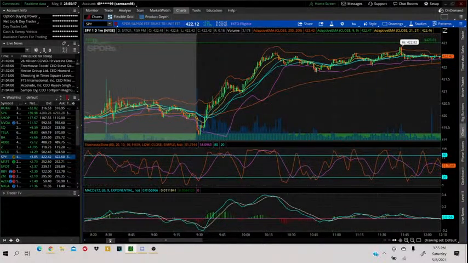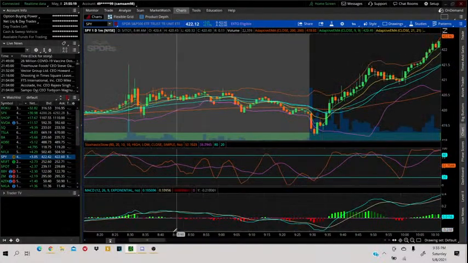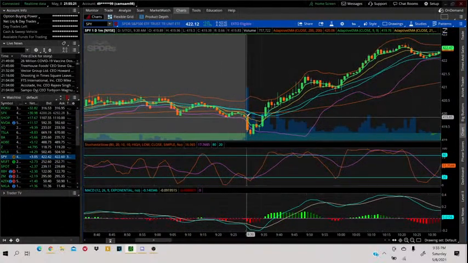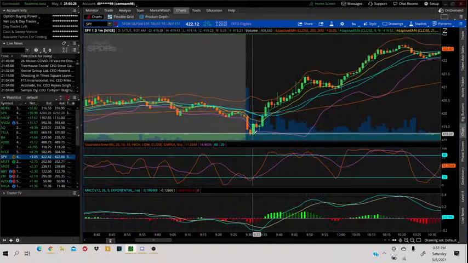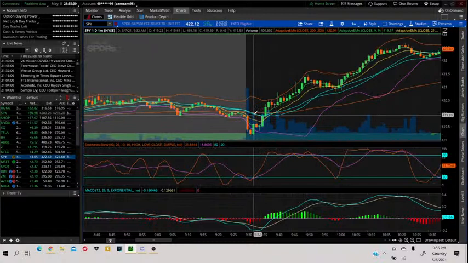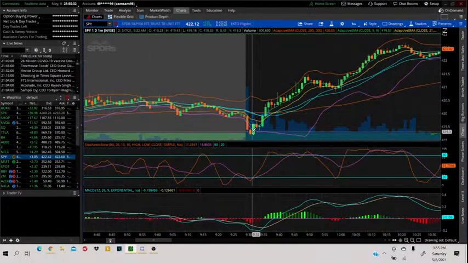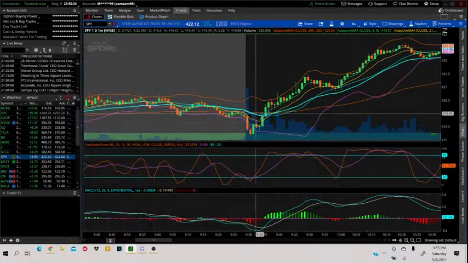Alright, so it came down, it kind of created a trend line right there. Demand, as you guys can see, buyers stepped in, and this volume right here was bigger than the last candle. So that right there is a sign as well.